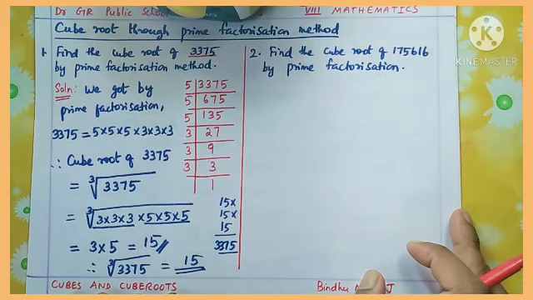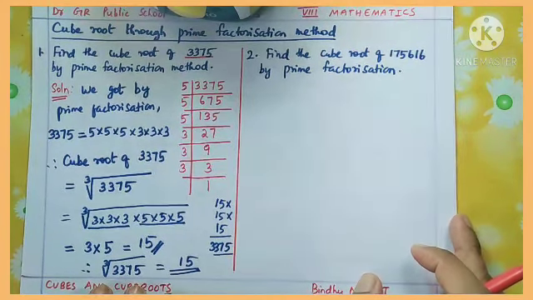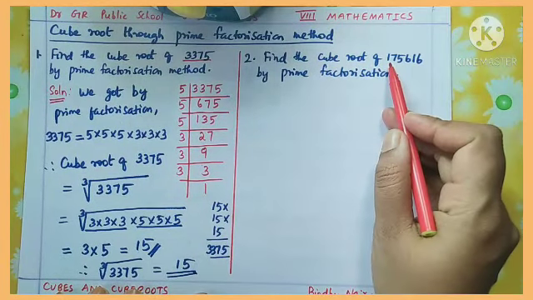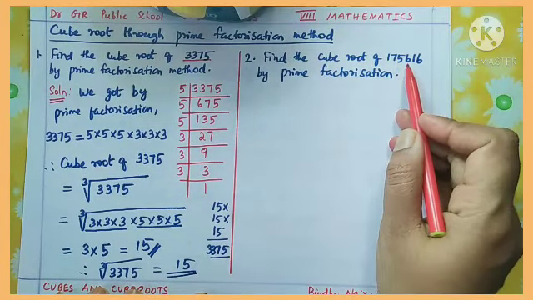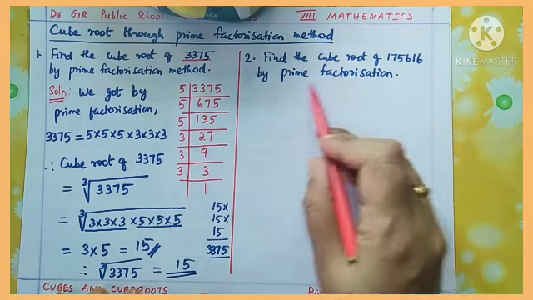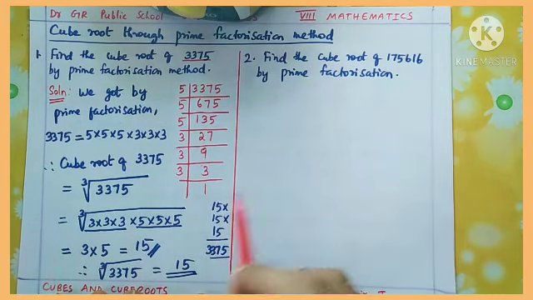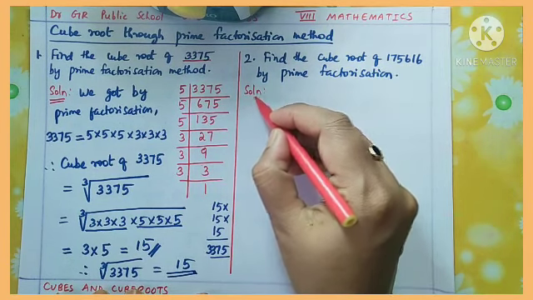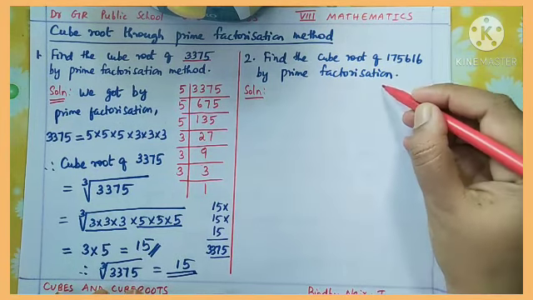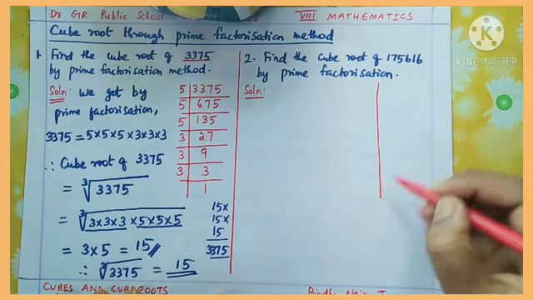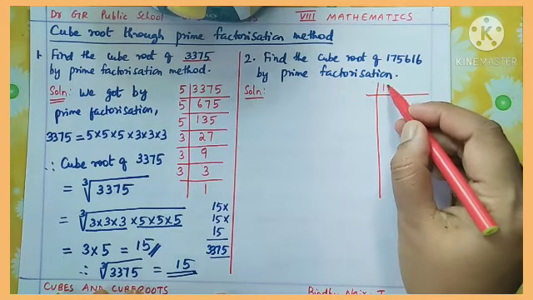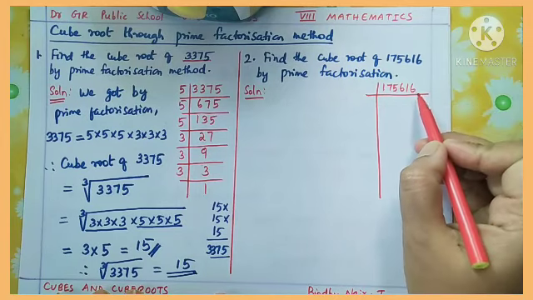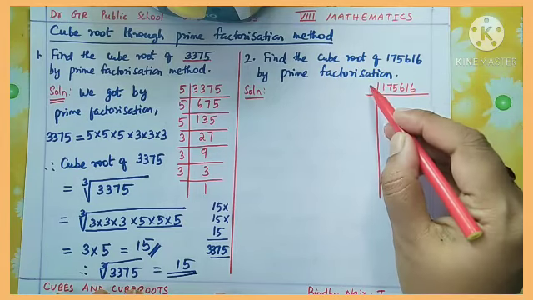Okay, to find the cube root. Now here is one more question we can solve. Find the cube root of 175,616 by prime factorization. So let us see how we are doing this. From the solution, let us first start by prime factorization. First write the number 175,616. Because the last digit is an even number, it will go by 2.